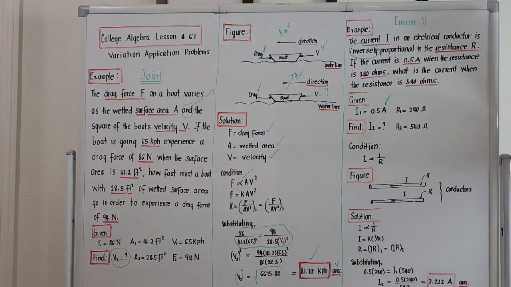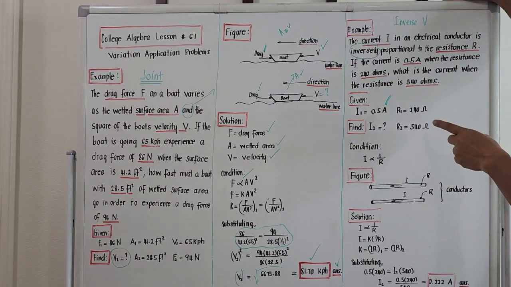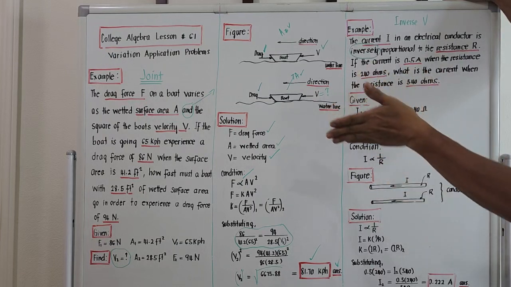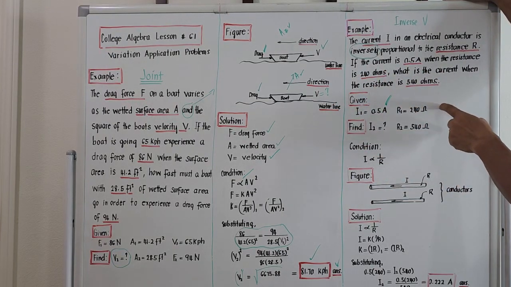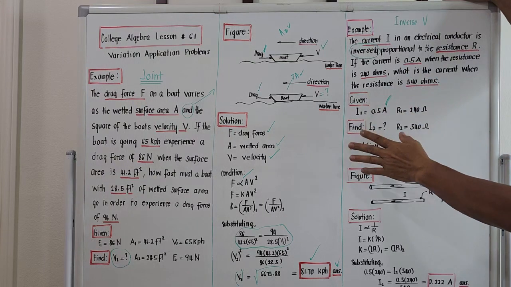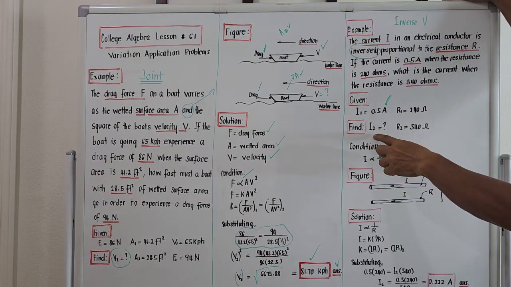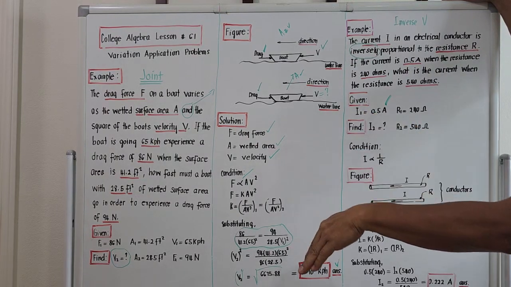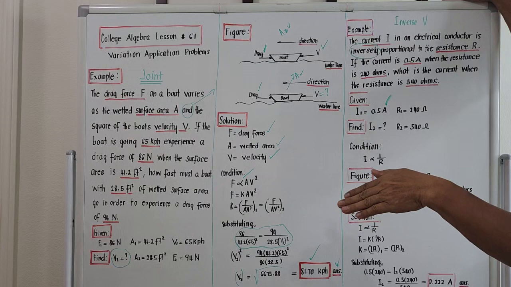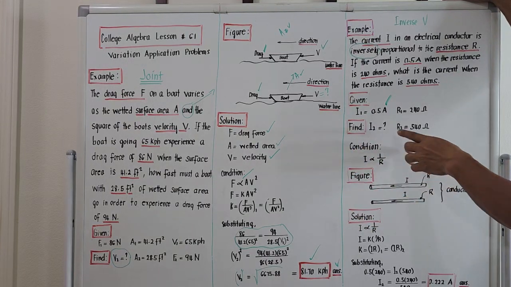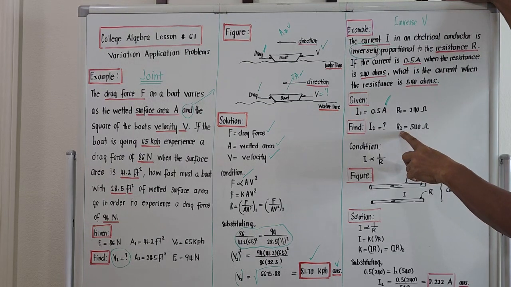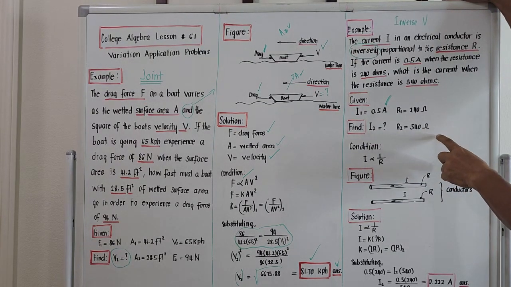Still for condition number 2. I sub 1, capital letter I with the subscript 1, meaning the current at condition number 1, is 0.5 ampere, and the resistance R sub 1 is 240 ohms. And we are to find the value of I sub 2, capital letter I with the subscript 2. It now falls under condition number 2, the one in which the problem is being asked. And R sub 2, the resistance at condition number 2, is 540 ohms.